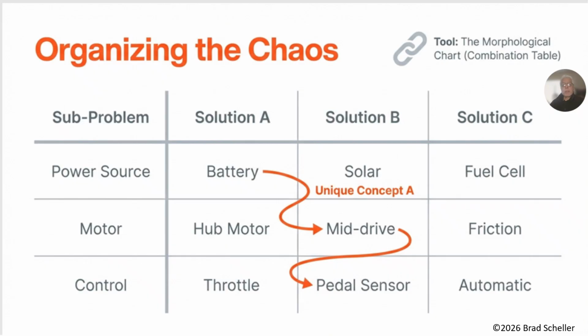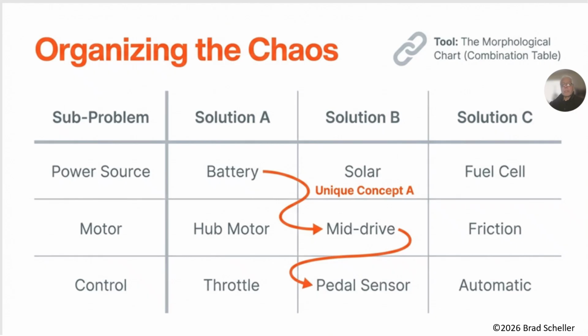So let's take a look here. Look at this electric scooter example. Power source: battery, solar, or fuel cell. Motor: hub motor, mid-drive, or friction. Control: throttle, pedal sensor, or automatic. Now, every unique path through this table creates a distinct concept. The highlighted path shows solar power plus mid-drive motor plus pedal sensor is one specific concept.